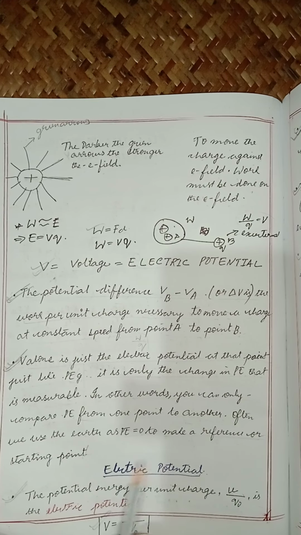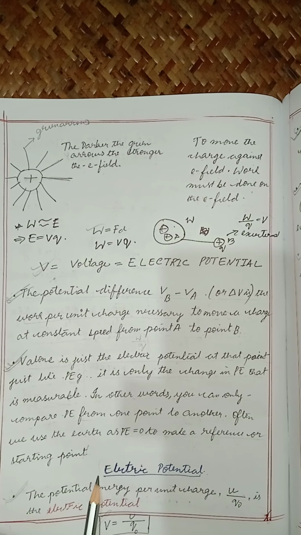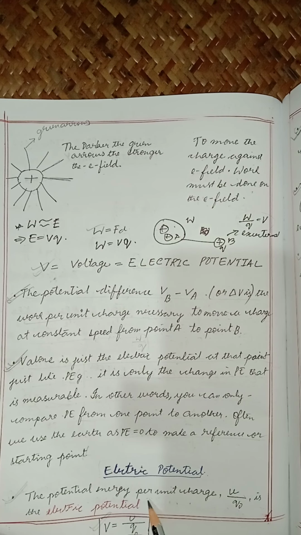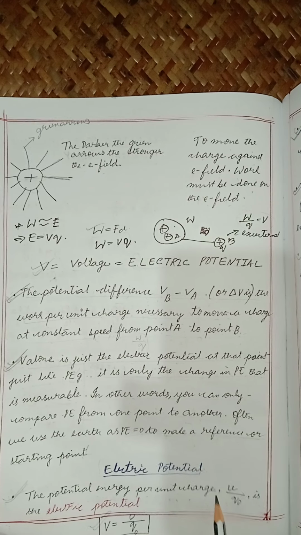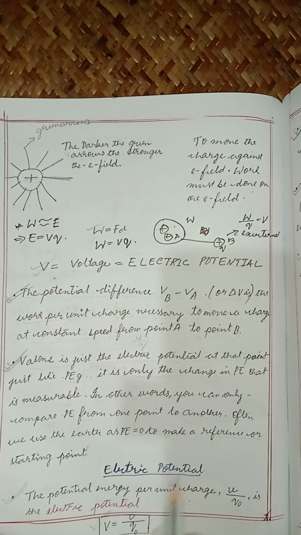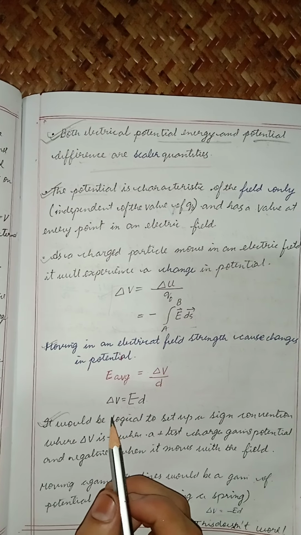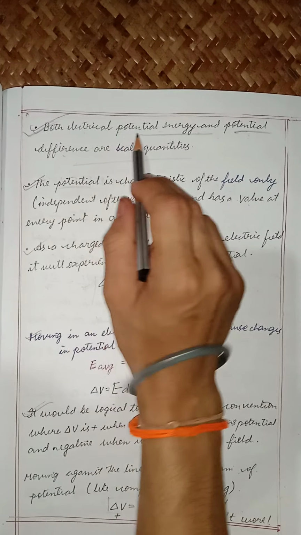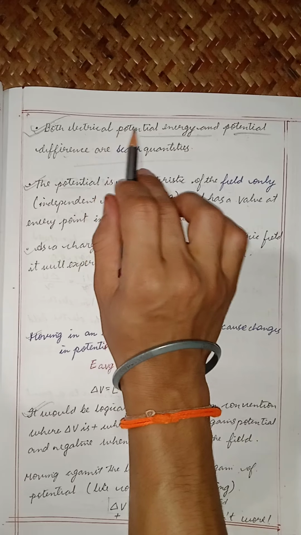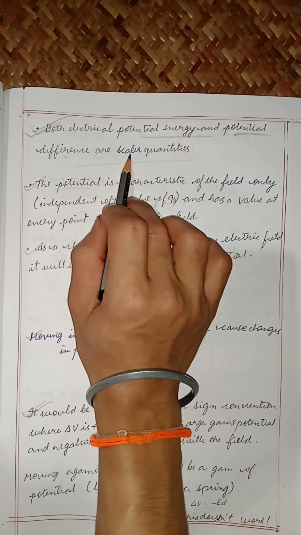Now, what is electric potential? This word is very important in this chapter. We define electric potential as potential energy by charge, that is, the potential energy per unit charge is the electric potential. There is a big difference between electric potential and potential energy. Now the next topic is that both electric potential energy and potential difference are scalar quantities.